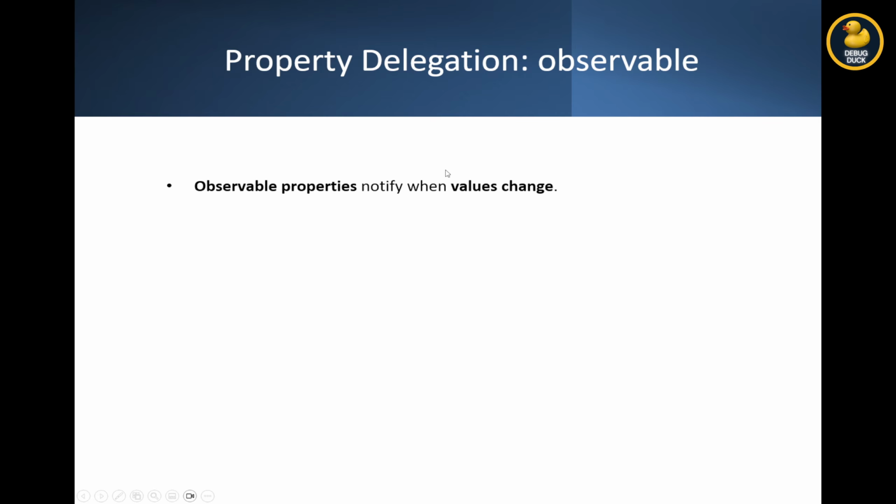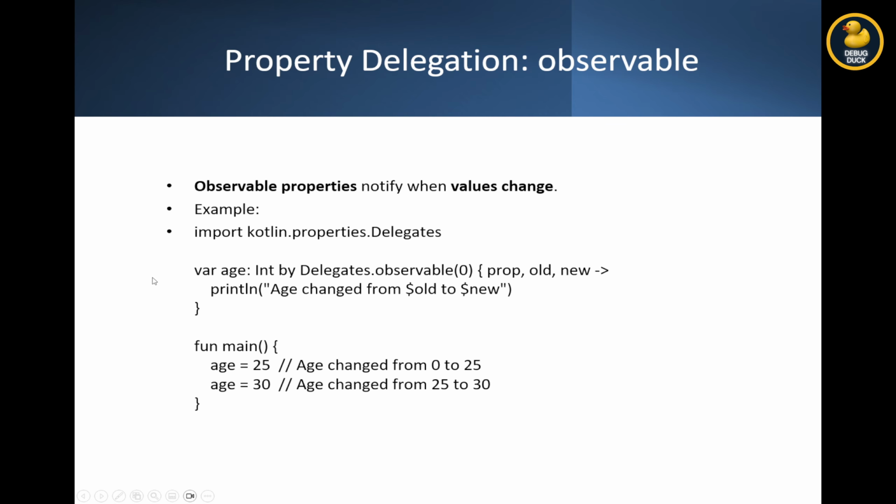Property delegation observable. Observable properties notify when values change. For example, here is a var age Int by Delegates.observable 0. Then prop, old and new, print "age changed from old to new". If I set age equal 25 and age equal 30, here is "age changed from 0 to 25", and here "age changed from 25 to 30". It is useful for UI updates, state changes, and data binding.